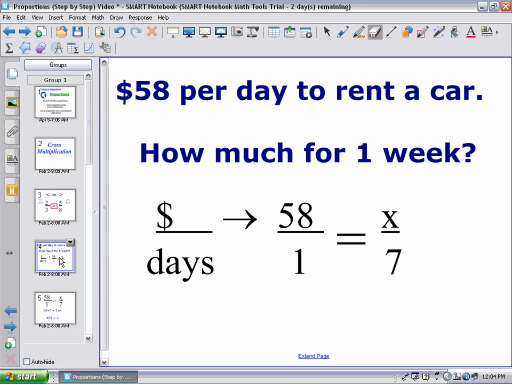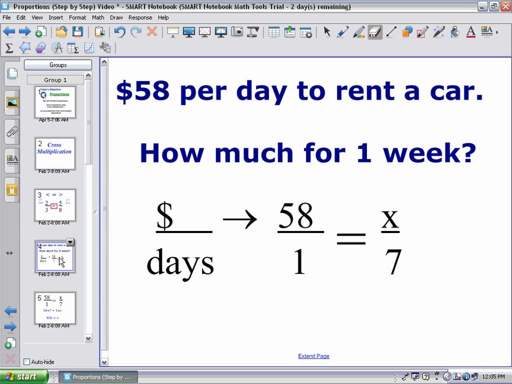Here's our first one. $58 per day to rent a car. We want to find out exactly how much it will cost for 1 week. So when we're setting up, we break this down. If it costs $58 per day to rent the car, my two labels, my two variables, are cost and days. If it's $58 over 1 day, notice my fraction, 58 over 1. The numerator is the dollars, the bottom number is the number of days. I want to create a proportion and set this equal to another fraction in such a way that the second fraction also has dollars on top and days on bottom.